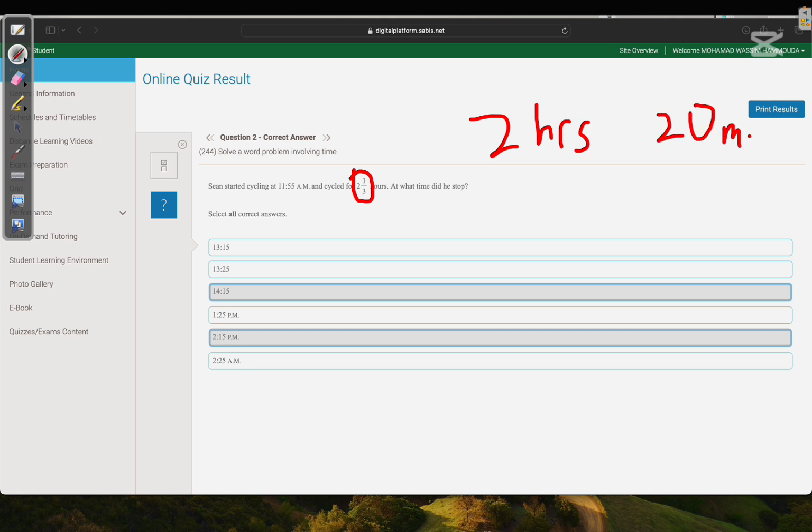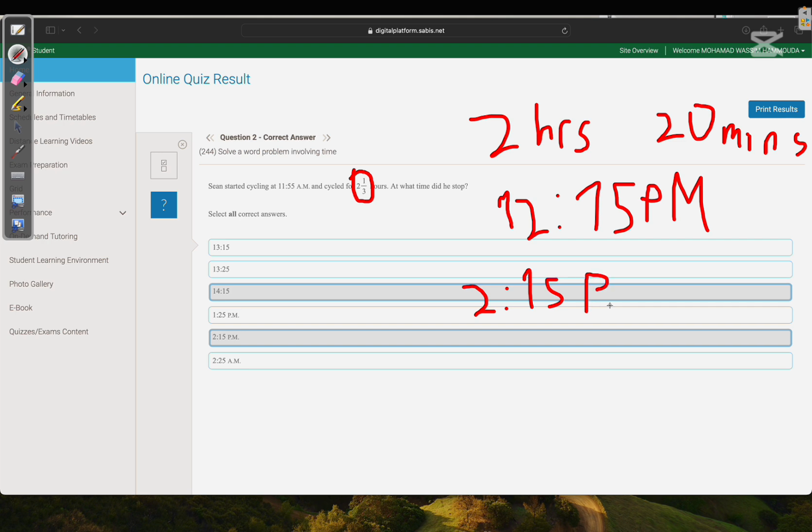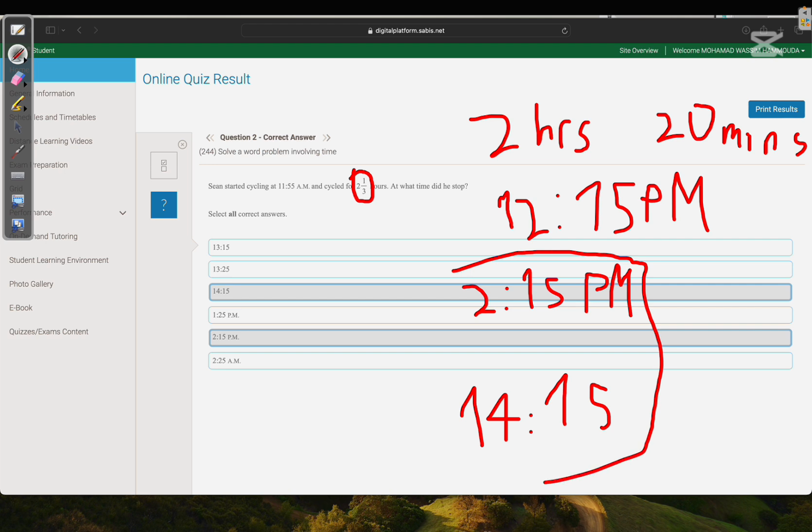Okay. So, first let's add 20 minutes to 11:55. If we do that, that will be 12:15. Then we add the 2 hours, it will be 2:15. Wait, no, this will be PM. So 2:15 PM, or 14:15 without AM or PM. These two mean the exact same thing, so don't get confused.